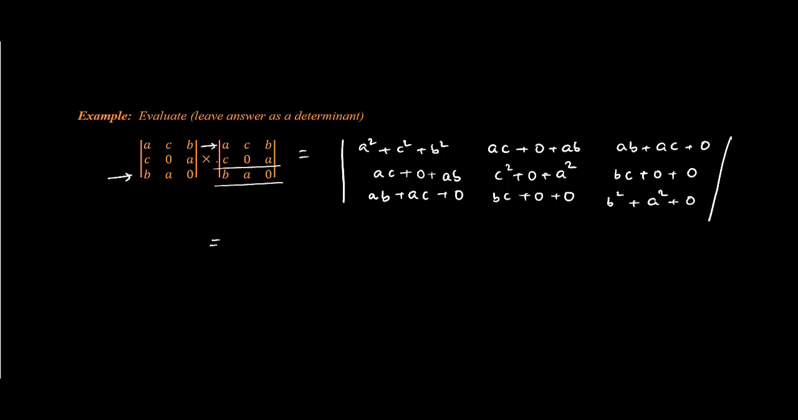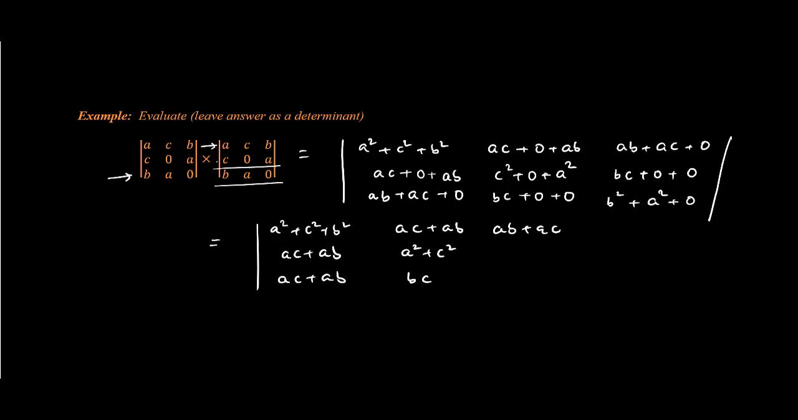So eventually this simplifies to a square plus c square plus b square, ac plus ab, ac plus ab, ac plus ab, a square plus c square, bc, ab plus ac, bc, and then a square plus b square. So this is the value of the product of the left hand side.